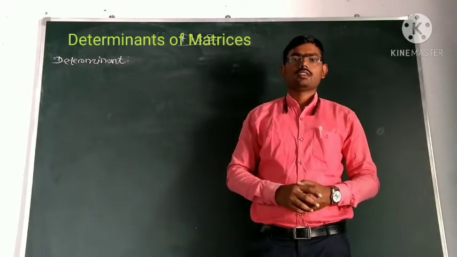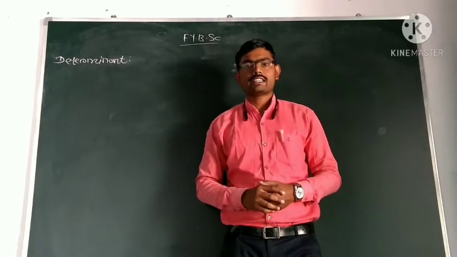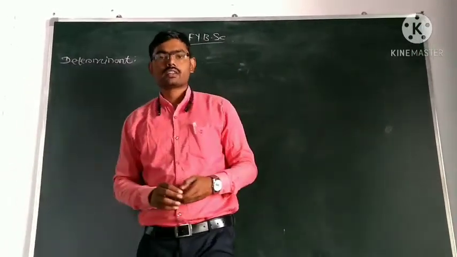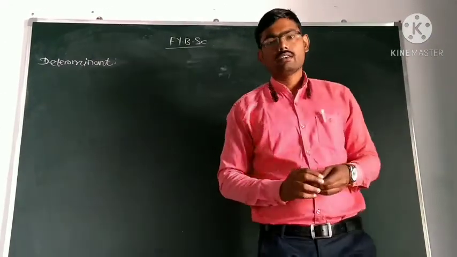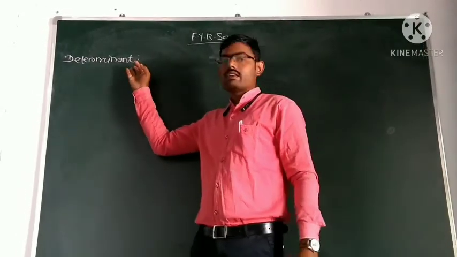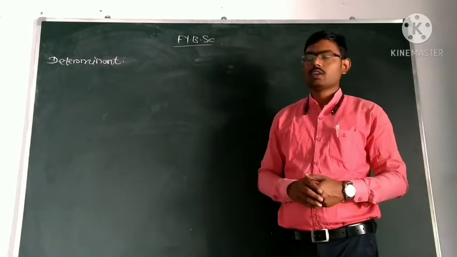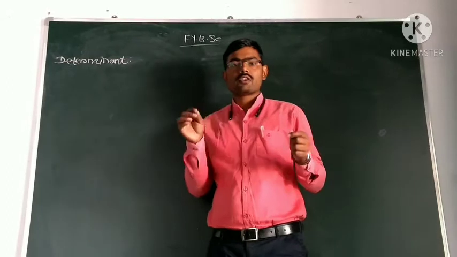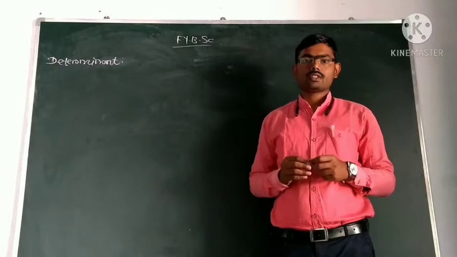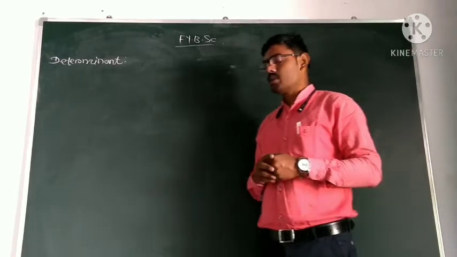Hello friends, we have learned some topics about matrices. Today we will continue with the topic determinant of a matrix. But first, keep one thing in mind: we can find the determinant of only square matrices. If there is a matrix of order 3 by 4, this is not a square matrix, because a square matrix means the number of rows is equal to the number of columns. So when a matrix is a square matrix, only then can we find its determinant.